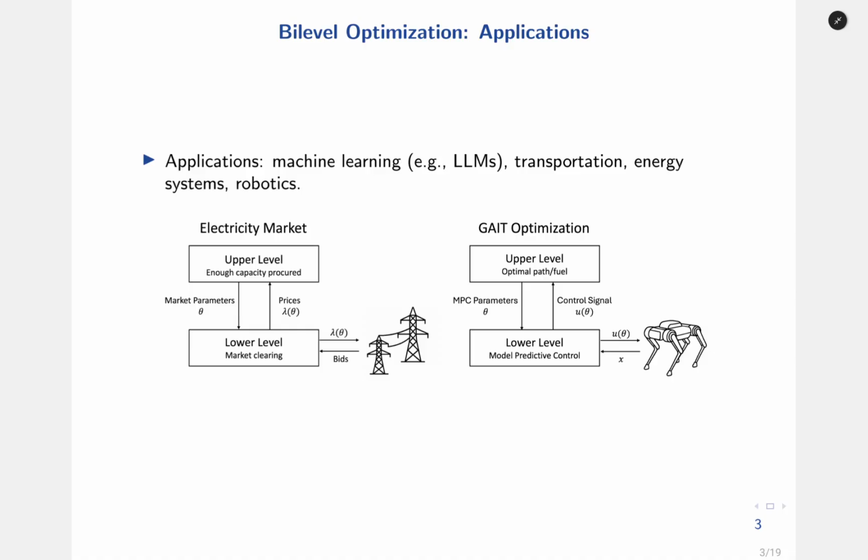A second example comes from robotics, specifically gait optimization. Here, the lower level solves a parameterized MPC problem to generate control inputs for the robot. The upper level then adjusts the MPC problem, for example, step length, timing, or cost weights, to produce an efficient and stable gait pattern. Again, the upper level decisions shape the lower level control problem, and the outcomes of the control problem feed back into the optimization loop.